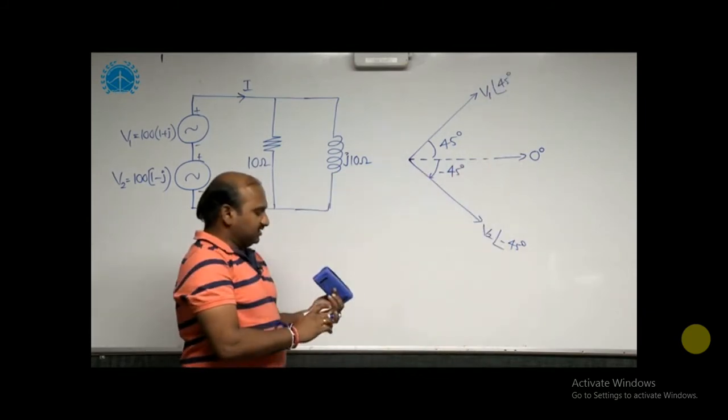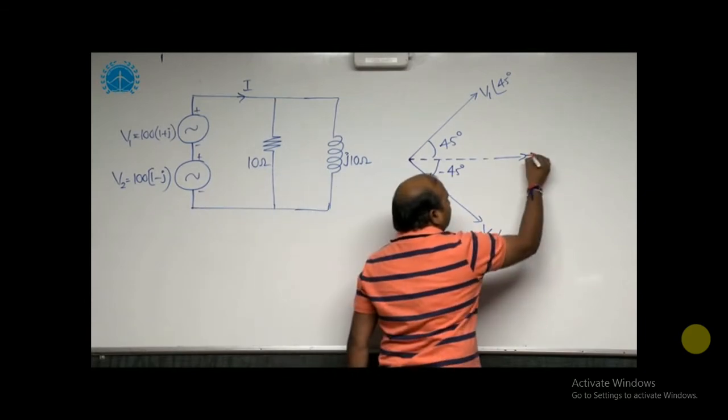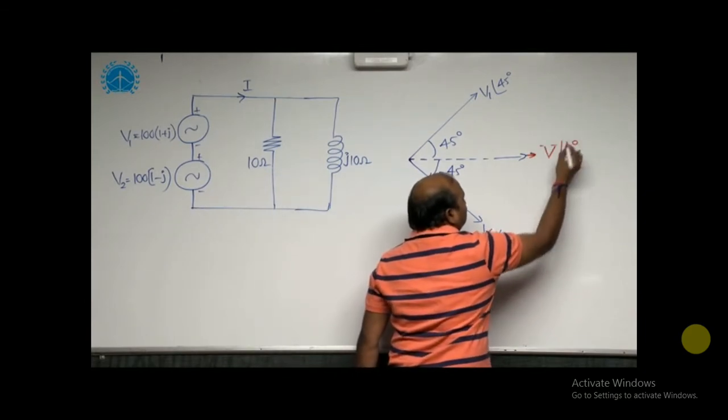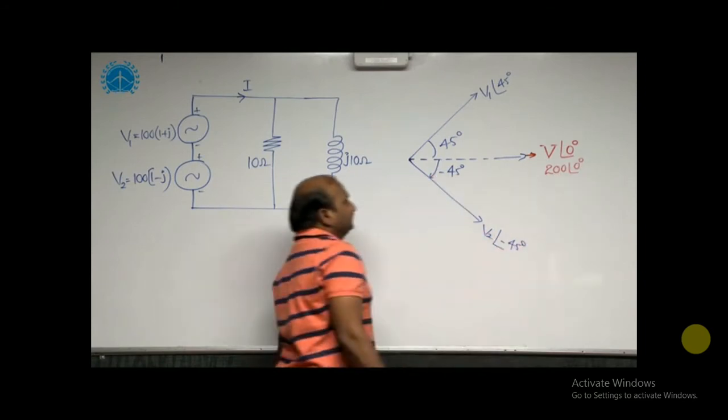Then the resultant voltage, the total voltage, which is having 200 V at an angle 0. This magnitude we can take as 200 at an angle 0.